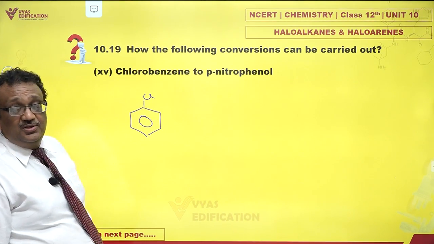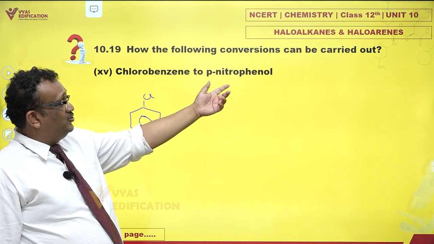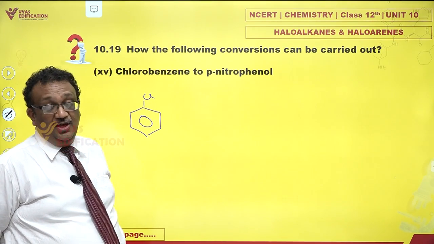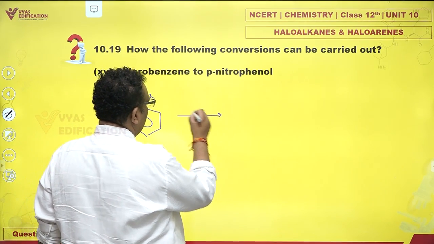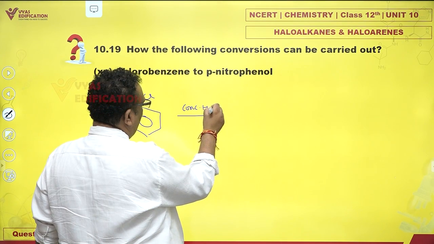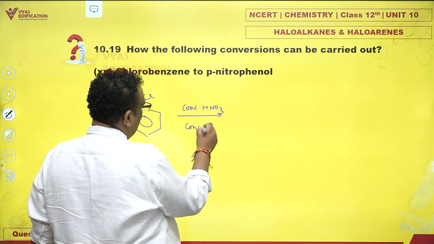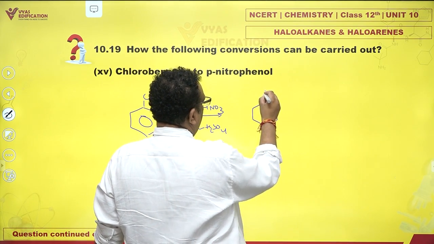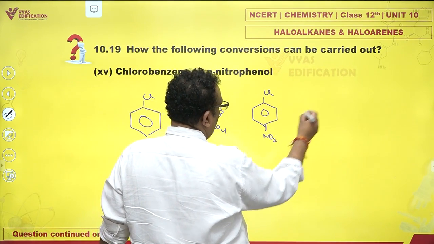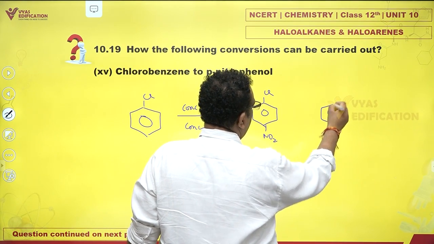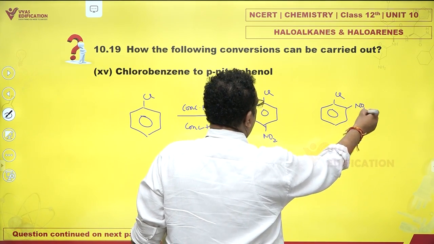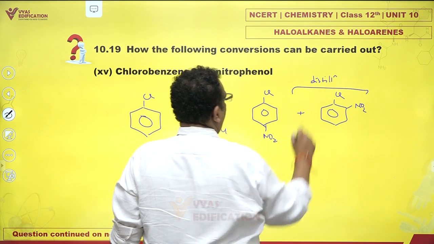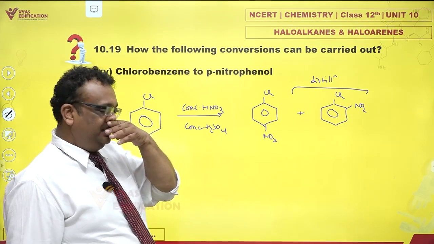Chlorobenzene, right? Now we have nitro and phenol. Let us first try for the nitro business. Let's do nitration first. Conc HNO3, Conc H2SO4. I would get o-ClNO2 and I will also get p-ClNO2, which we separate by distillation.